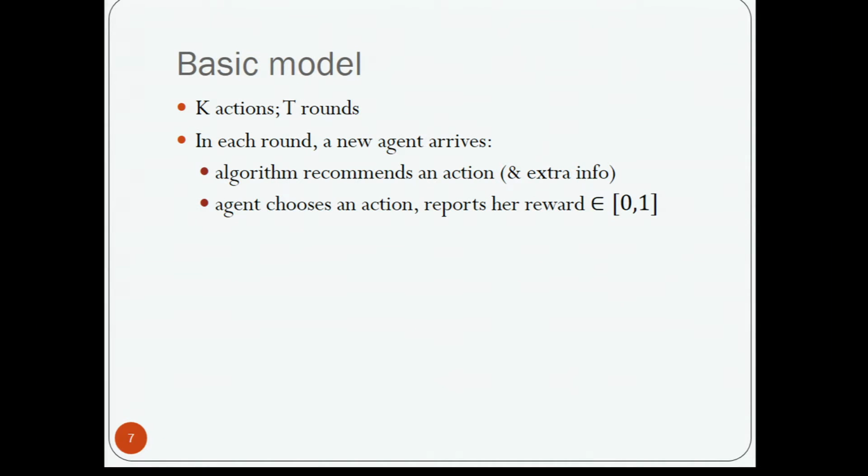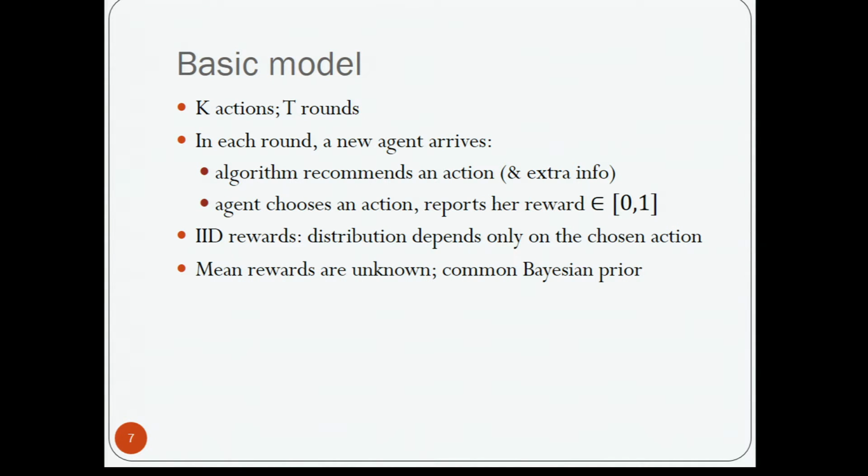Now it's a good time to lay out a basic model. Although it's simple, it's already quite challenging, and I'll talk about a few extensions at the end of the talk. So it's basically a bandit problem with an extra constraint because of incentives. We have k actions, t rounds. Say t is known in advance. In each round, a new agent arrives. The algorithm recommends an action and maybe some extra information. The agent chooses an action and reports the reward. And as usual in bandits, let's assume everything is bounded in the 0-1 interval.